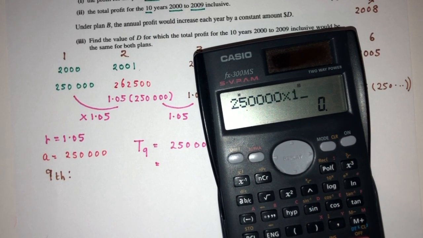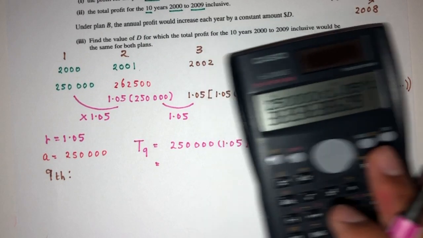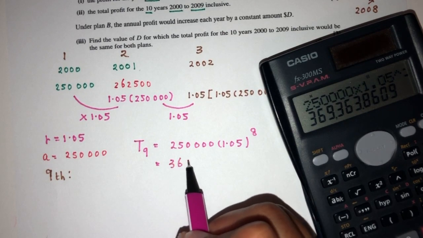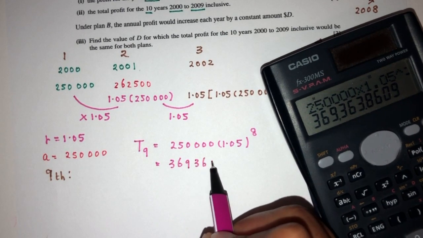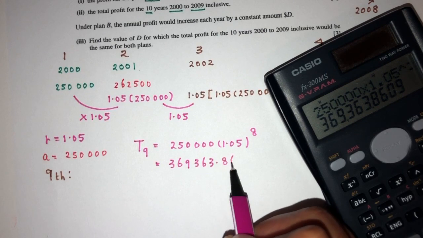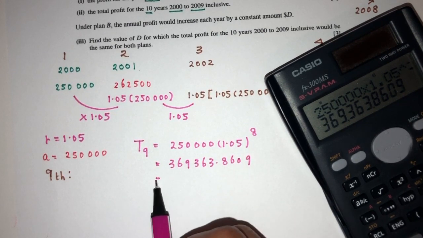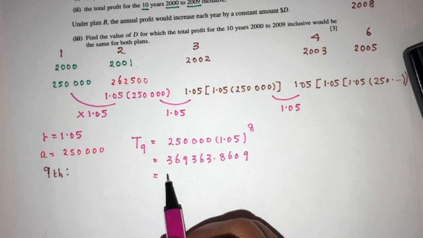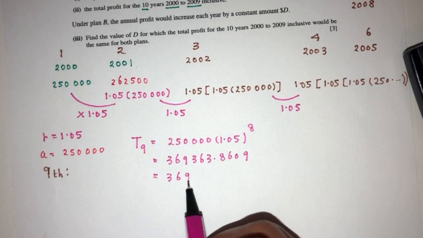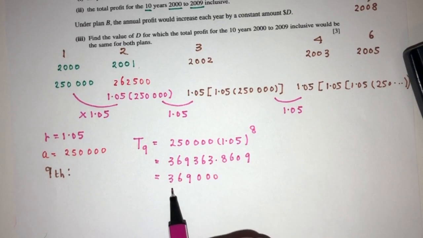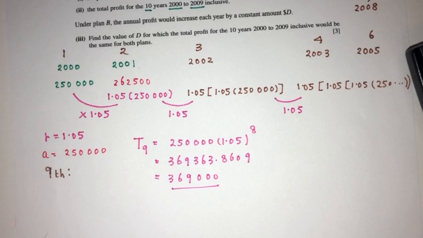250,000 times 1.05 power 8. That should be 369,363.8609. Now you can always write to 3SF. That should be 369,000. That will be term number 9.